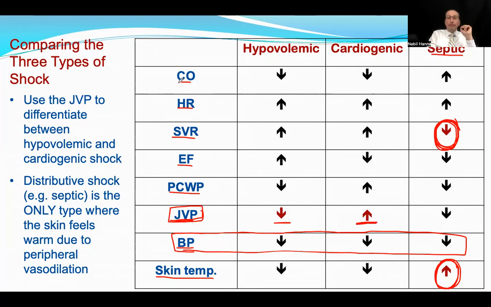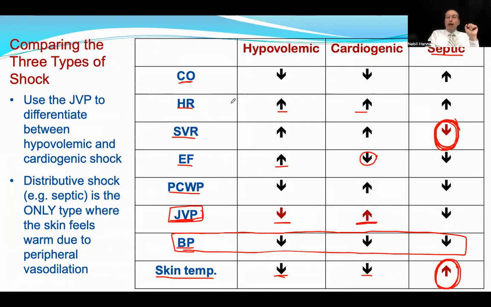So the cardiac output is low in hypovolemic and cardiogenic. It's elevated in septic shock because of the hyperdynamic state. In all cases of shock, the sympathetic nervous system is stimulated. So the heart rate goes up and the ejection fraction goes up. But of course, in cardiogenic shock, the ejection fraction goes down. And the sympathetic will cause cutaneous vasoconstriction. That's why the skin temperature is cold. It goes down in hypovolemic and cardiogenic. But of course, because of arterial dilatation, the skin temperature is elevated in septic shock.